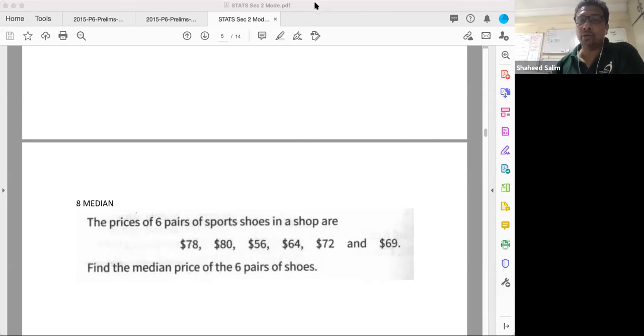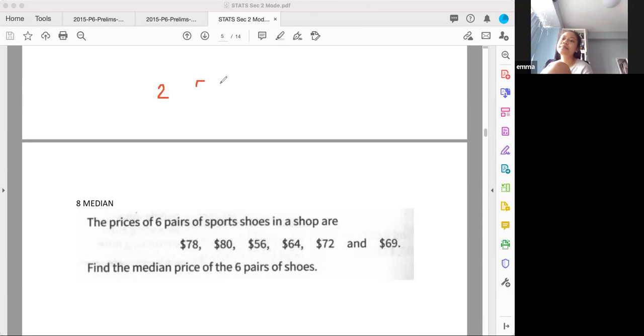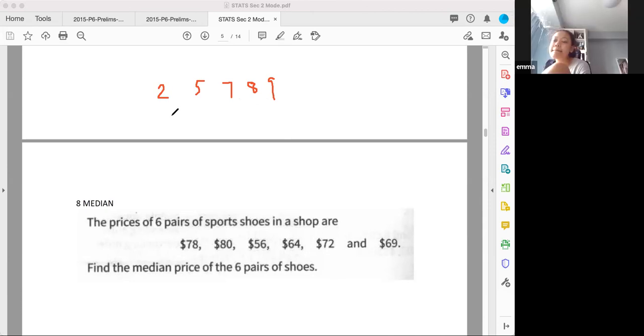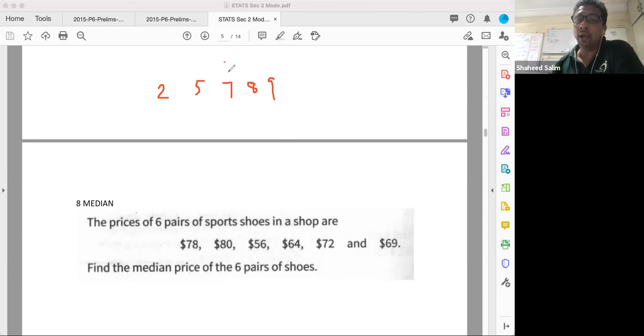This is something you must try to internalize. So now let's say you have scores of 2 points, 5 points, 7 points, 8 points, and 9 points. I've already arranged them. There are 5 different scores of 5 different students. So I ask you, what's the median? Very simple. You see the one in the middle. How to do it by formula? 1, 2, 3, 4, 5. 5 plus 1 divided by 2, so you get 3, the third position. Remember, with median, we are dealing with position.